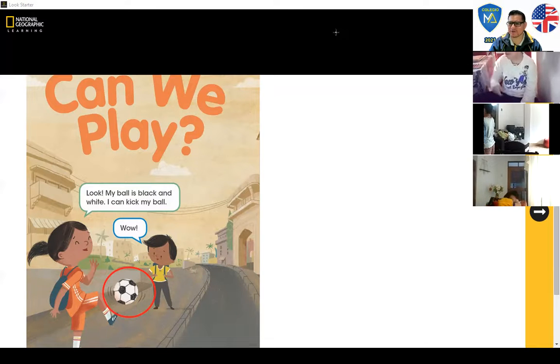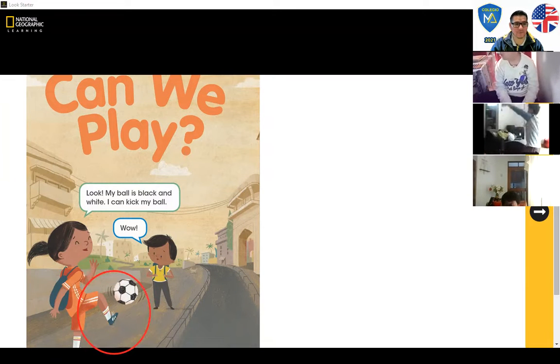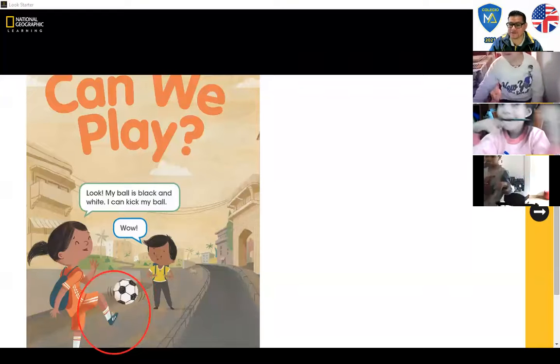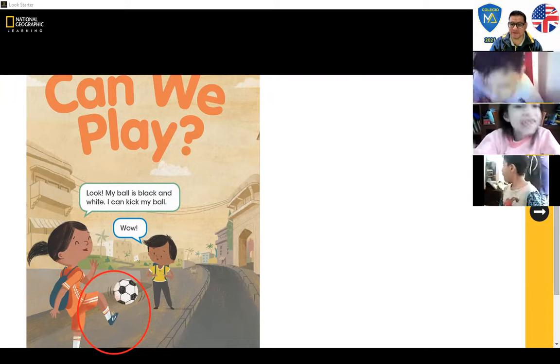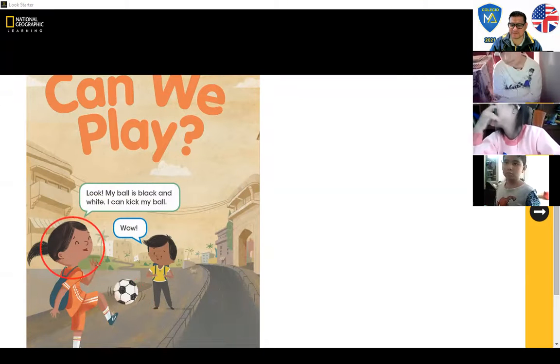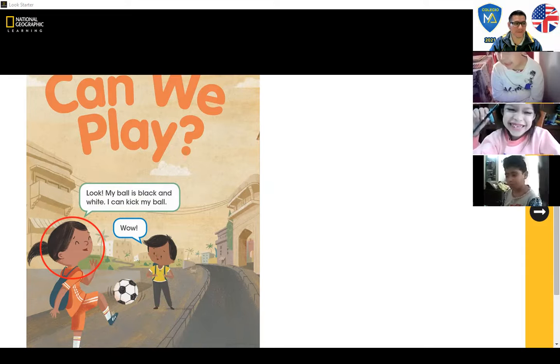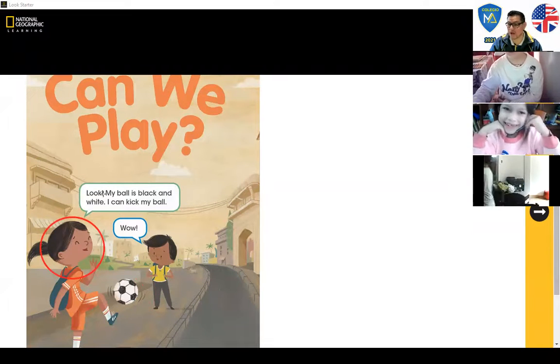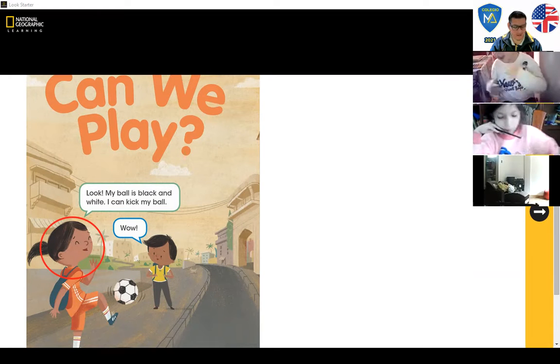Now, you tell me, what action is this girl doing? It's swim or it's kick? What do you think? Kick. Kick, right? It's kick. Yes, the girl kicks the ball. The girl can kick it. Now tell me, how is the girl? The girl is happy or sad? She's happy. Oh, very good. She is happy, right?